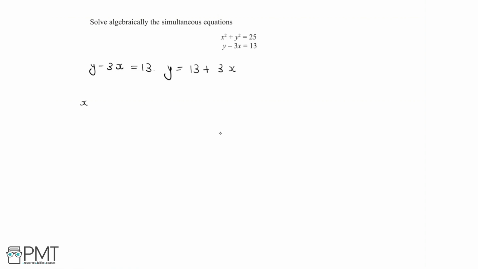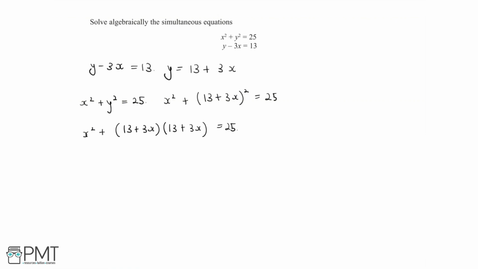So we know that x squared plus y squared equals 25, but we said that y is actually equal to 13 plus 3x. So we can say that x squared plus (13 plus 3x) all squared equals 25. So now let's write this out as a double bracket: x squared plus (13 plus 3x) multiplied by (13 plus 3x) equals 25. And we can expand this using the smiley face method.